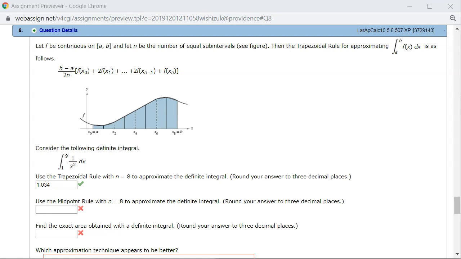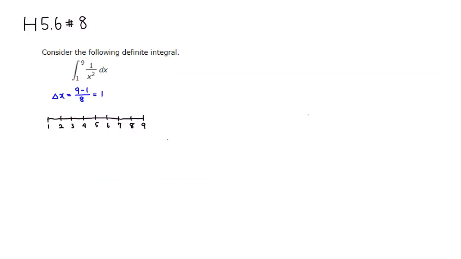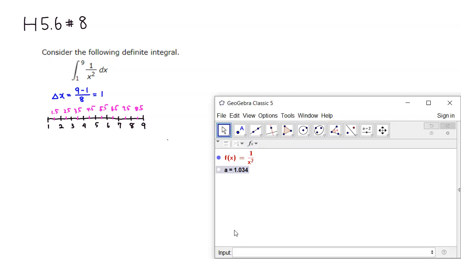All right, so let's find M8. We have to find the midpoints, but this is actually kind of easy. Between 1 and 2, 1.5 is the first midpoint. Then you have 2.5, 3.5, 4.5, 5.5, 6.5, 7.5, and 8.5. If you want to do the midpoint rule, bring up GeoGebra.